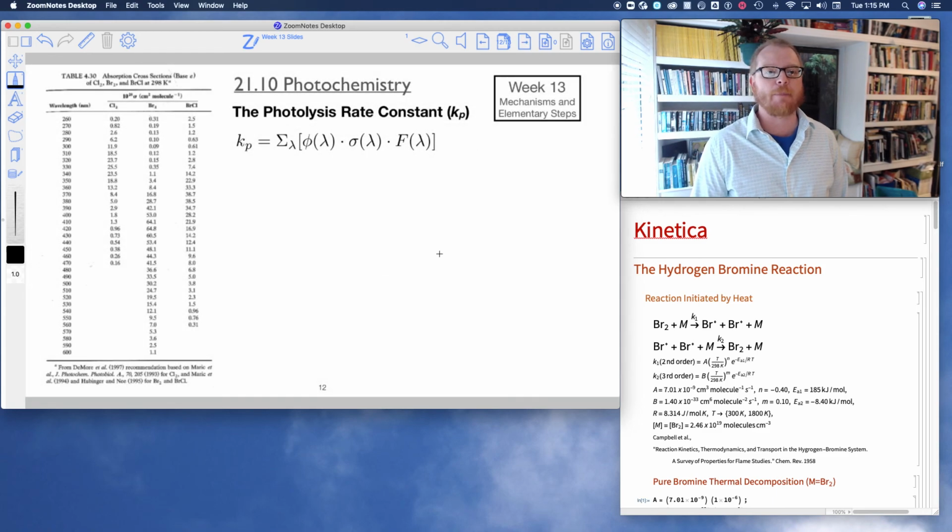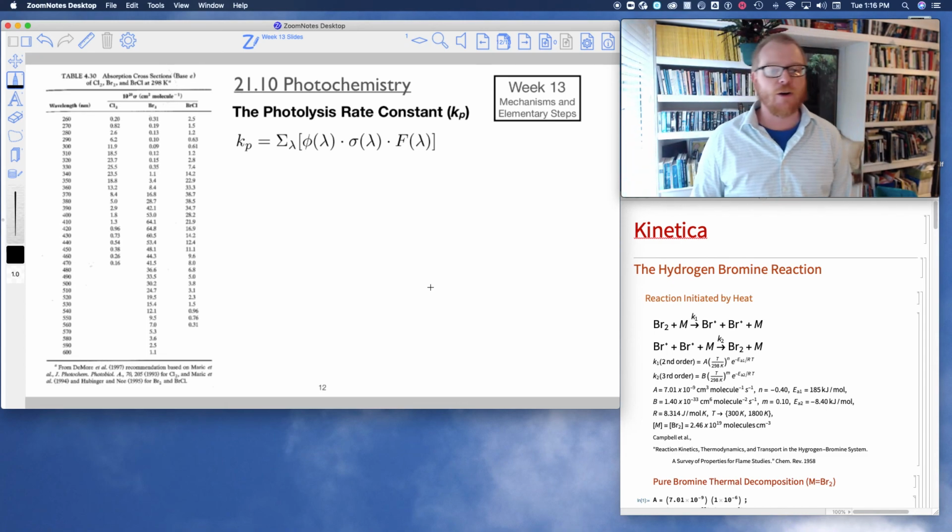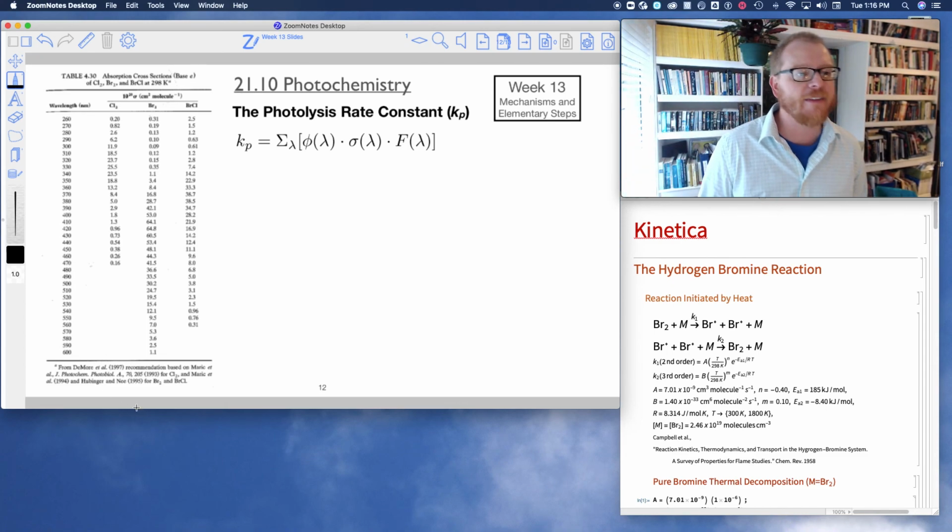So let's do an example of that. So here I've got some data. I know this is kind of hard to see, but here this is wavelength, and then these are absorption cross sections.